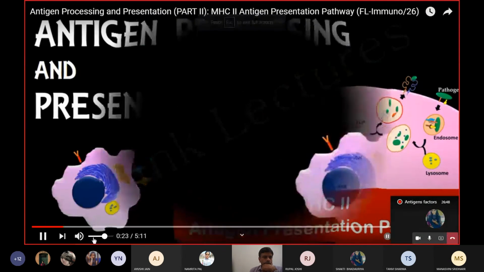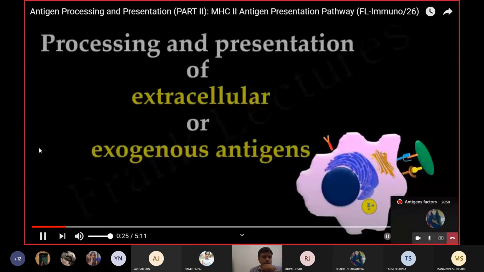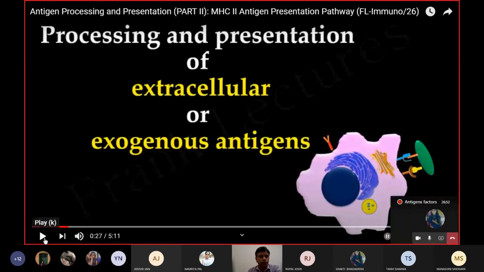Today we will study processing and presentation of extracellular or exogenous antigen. Students, in this video, we are just talking about the extracellular or exogenous antigens, which means the antigens which are coming from outside. The whole pathway we will discuss later on, but this is just to give you a brief glimpse of this pathway.